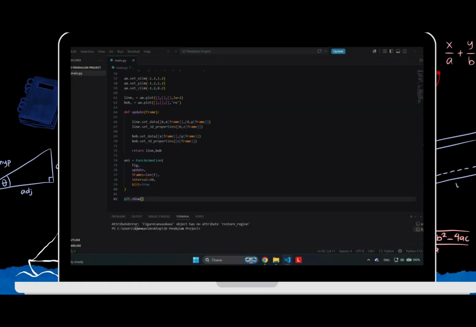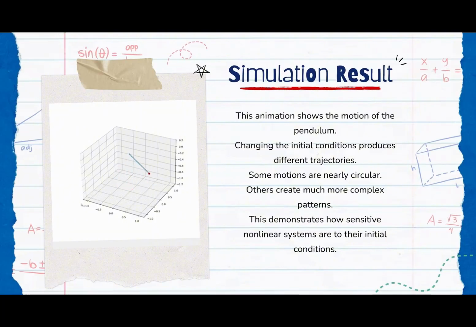For example, for small initial angles, it's smooth, almost periodic motion. For larger angles, it's more complex trajectories. Under certain conditions, irregular or chaotic-like behavior. This shows that the system is highly sensitive. Even small changes at the beginning can lead to very different outcomes. This is a key feature of non-linear systems.